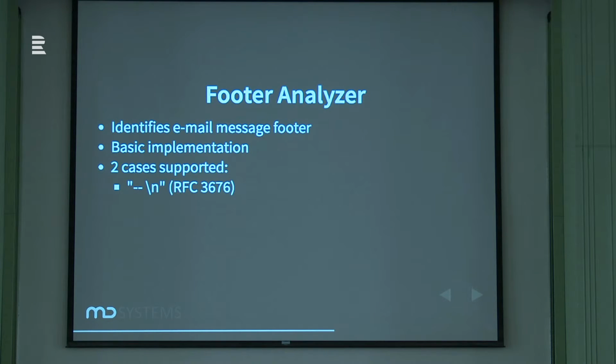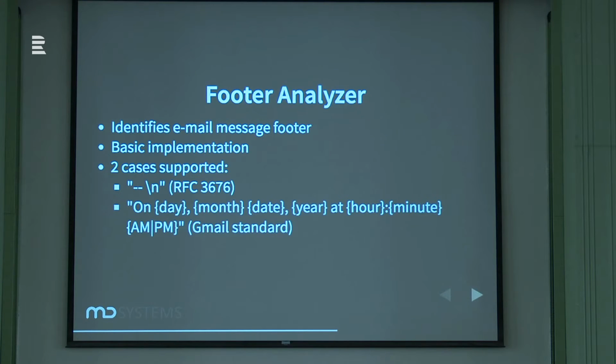The first one is where we have a hyphen and a new line, and that's the RFC 3676 standard for signature. And the other one is this kind of pattern, that's the de facto Gmail standard. So they are the only cases that we support for now, and then the part below the identified pattern is the footer, and the upper part is just the mail body.